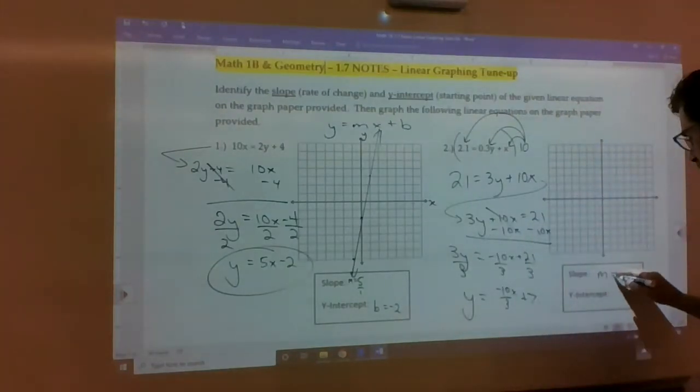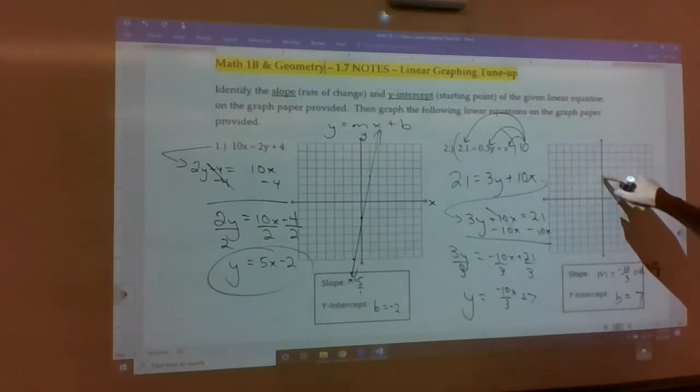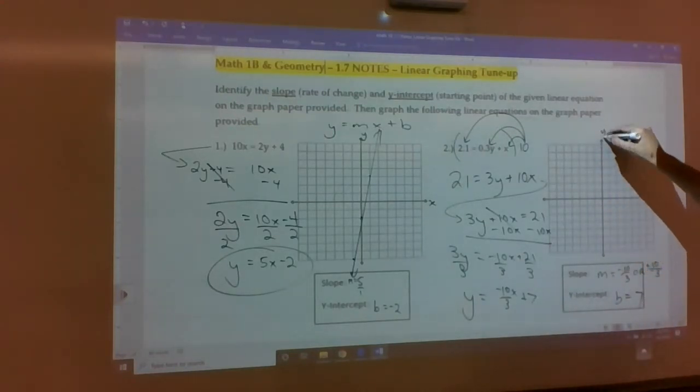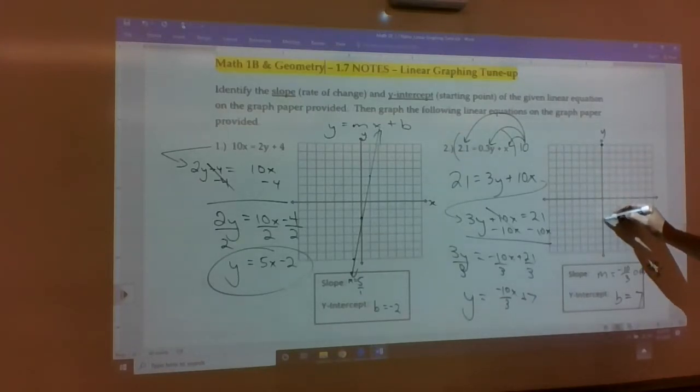So the m is negative 10 thirds. You can look at it as negative 10 over 3 or positive 10 over negative 3. You cross the y-axis at 7. 1, 2, 3, 4, 5, 6, 7. Down 1, 2, 3, 4, 5, 6, 7, 8, 9, 10. Right 1, 2, 3.